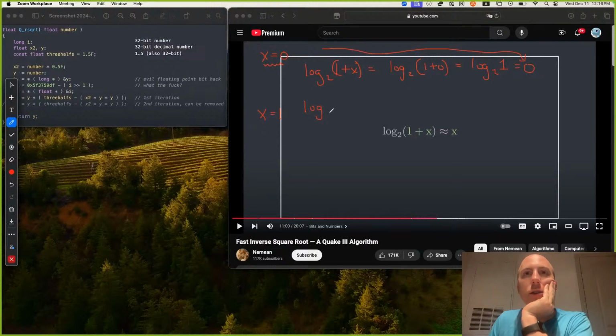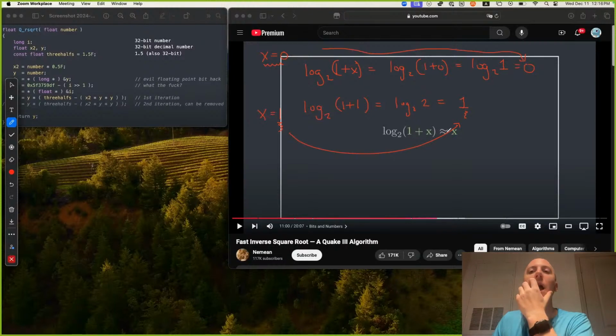It's almost like the identity function. Log base 2 of 1 plus 1 is log base 2 of 2, which is 1. So we plugged in 1 and we got 1 out. So it's saying for small values of x. I think was he saying small positive values?